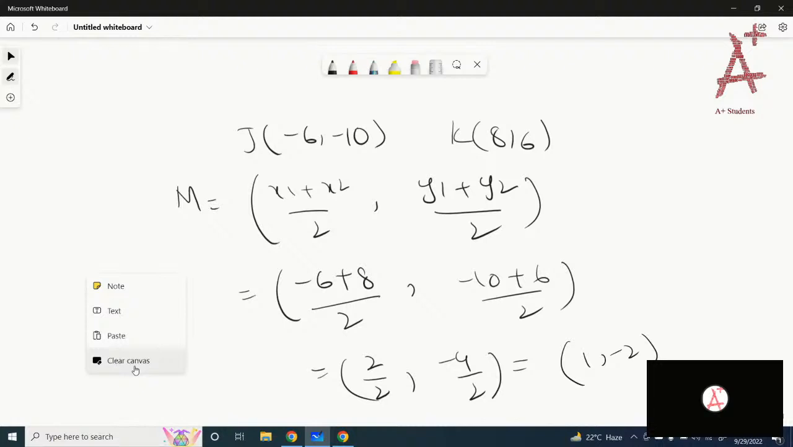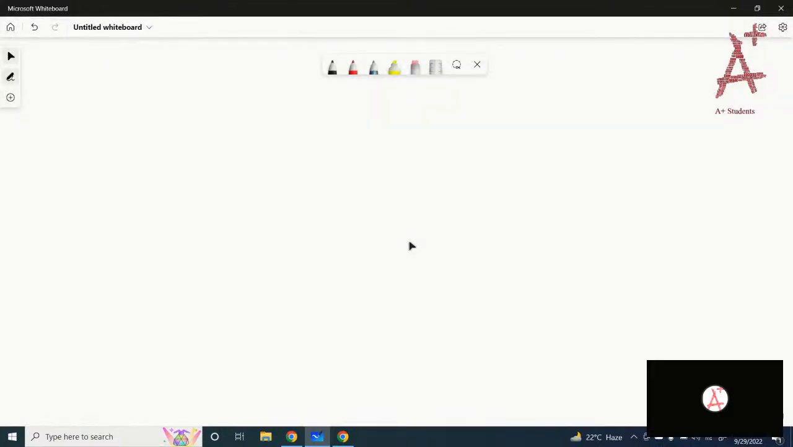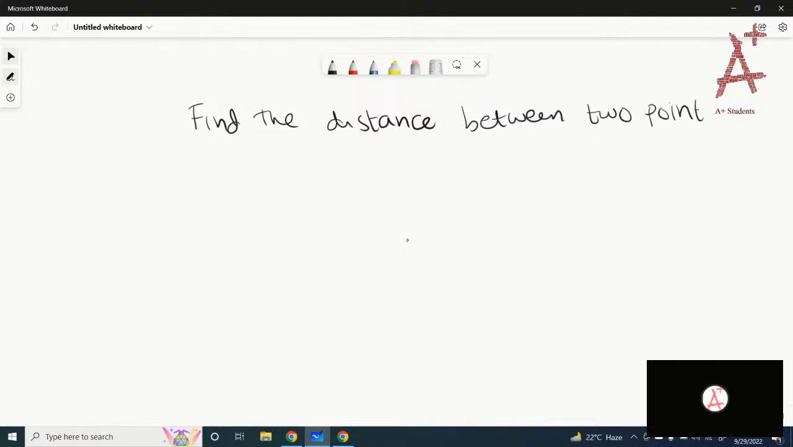Let me write down the topic name. Find the distance between 2 points. Okay, let me write down the question. Find the distance between the 2 points 8, 5 and 3, 5. So basically you are now being introduced to the distance formula. Got it?